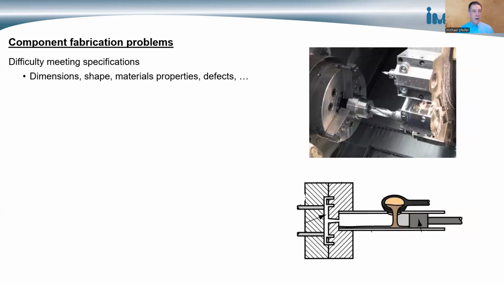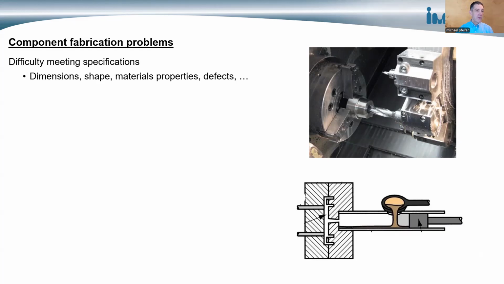The second thing that can cause delays is component fabrication problems. And this is fabrication problems due to difficulty with your component fabricator meeting your specifications. It means they're having problems meeting dimension requirements, shape requirements. Maybe the materials don't have the right properties afterwards, or manufacturing defects. This could be machining or injection molding or casting or extruding, whatever it might be.